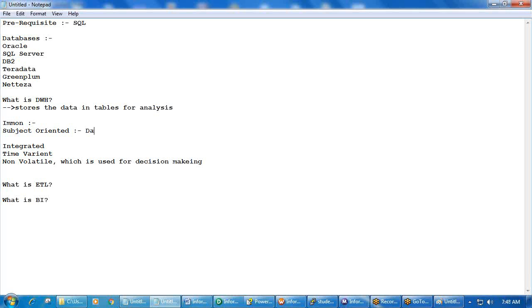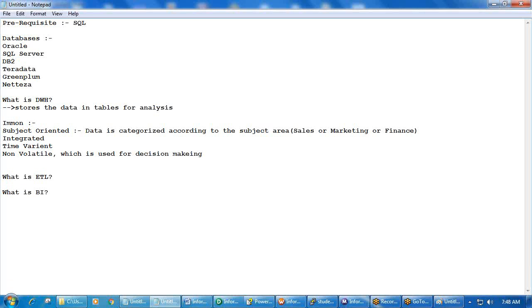So here the data is categorized according to the topic, or you can call it according to the subject area. That's why it is called a subject oriented system. What do you mean by subject area? It could be sales, which is one department in your organization and can be called a subject area, or it could be marketing, that is one subject area, or it's finance, which is also a subject area. That is what we call a subject oriented system.